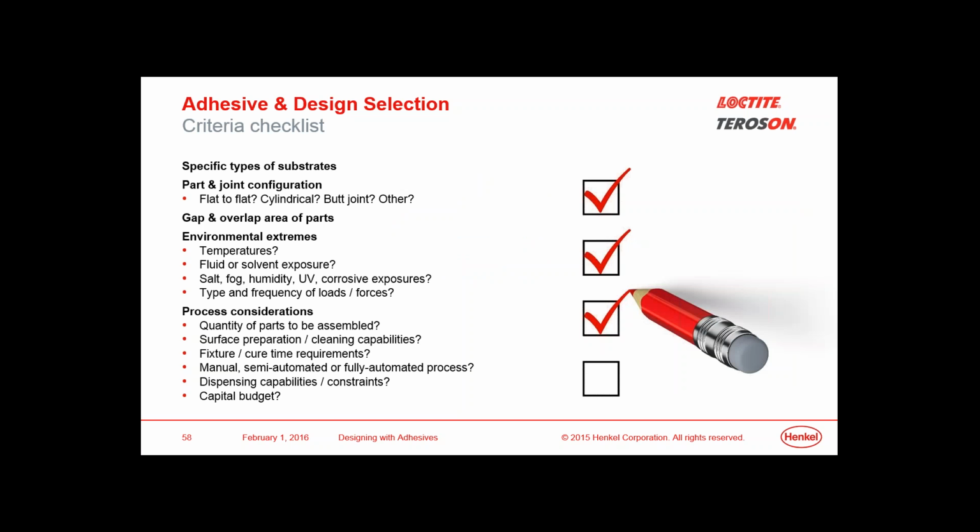Here's a list of some of the questions that can be generated when we are asking things about the substrates, the geometry, the environment, and of course the process considerations. One of the things that I like to point out here that is most important is what is the package size of adhesive that you are going to purchase it in? Is it in a syringe? Is it in a cartridge? Is it in a liter? Is it in a pail?